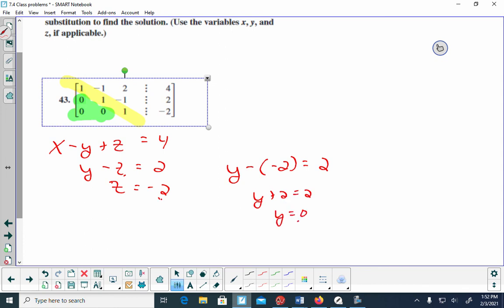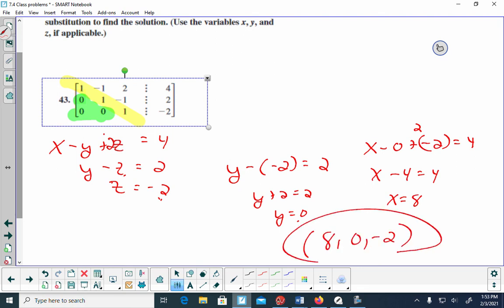Putting both the 0 and the negative 2 into the top equation, I'm going to have x minus y, which we just said was 0, plus z, which we said was negative 2, is equal to 4. Oh, that's a 2z. So I'm going to have x minus 4 is equal to 4. Add 4 to both sides, and x is equal to 8. So my ordered triplet is going to be 8, 0, negative 2. And that is my final answer for my x, my y, and my z. Life was so much easier because I was in that row echelon form.